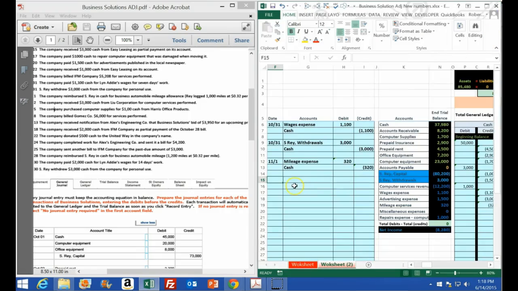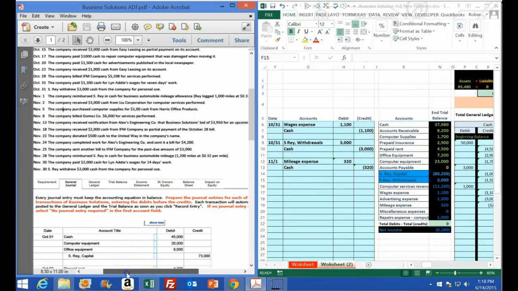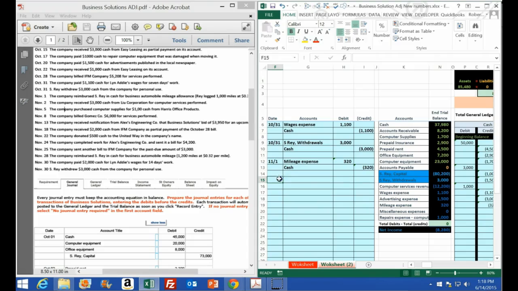Okay, so then let's go to the next item. I'm going to pull this back over here, of course, and moving on to 11.2, which says the company received 3,000 cash from Lou Corporation for the computer services performed. Okay, so is cash affected? Yep, we received it. Cash has a debit balance. We got more of it. We need to make it go up. How do we make something go up? We do the same thing to it, which in this case would be another debit. And so I'm going to debit that 3,000. That means I know I have to credit something for an equal amount. We need an equal number of debits and credits.